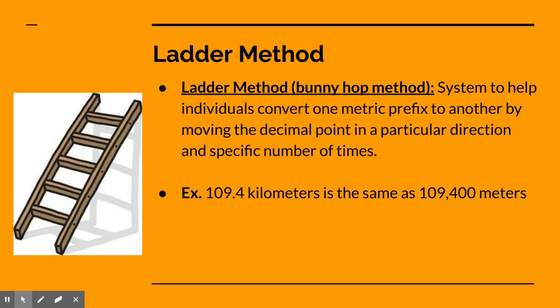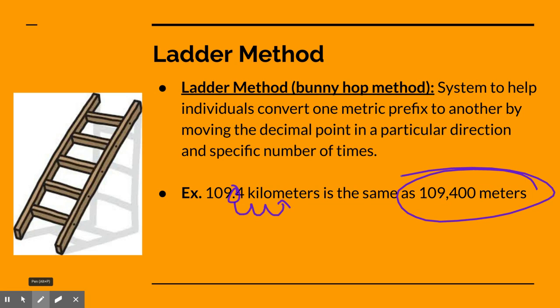As an example, if we were converting kilometers to meters, it would be moving this decimal point specifically three places to the right to then get this number, because they're the same thing. 109.4 kilometers is the same as 109,400 meters. These are the same numbers. It's just that kilo has a range of 1,000, but meters has a range of 1. So this is a ones value, this is a thousands value.